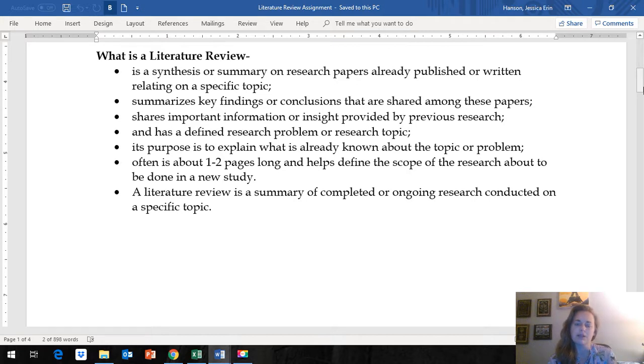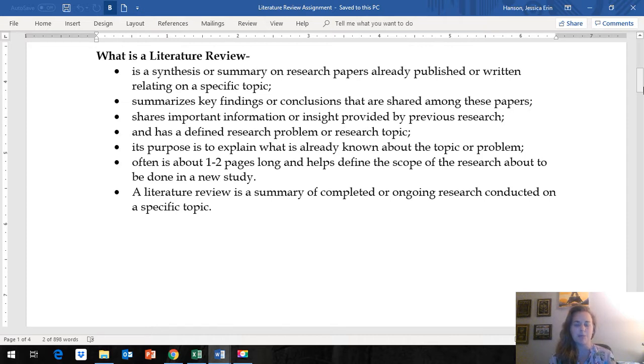But what's going to happen is you are giving a summary of the background of research that has already been done. You're going to summarize key findings and conclusions that are actually shared amongst these papers. It shares important information or insight provided by previous research, and it will help define your research problem or your research topic. It will also give you insight about what they've learned.